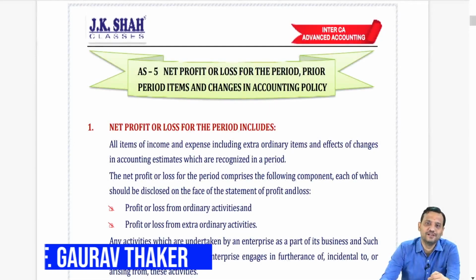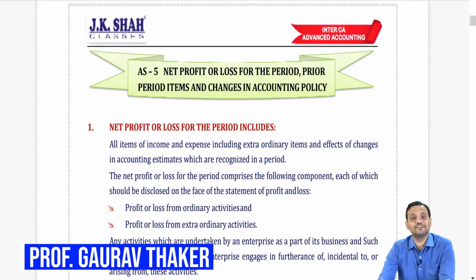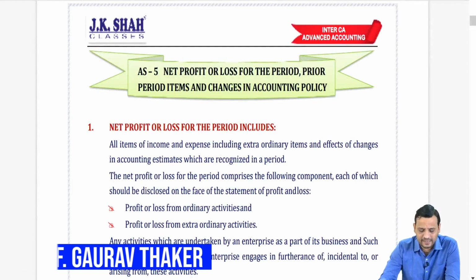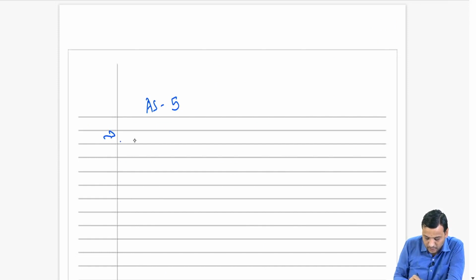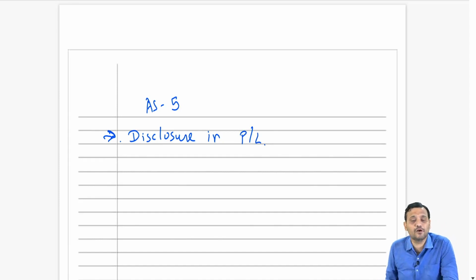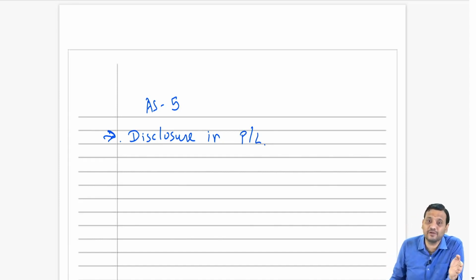Yeah, so dear students, let us start with revision of Accounting Standard 5. Really easy accounting standard, because I hope you remember this Accounting Standard 5 is with respect to disclosure in profit and loss. Of course, the name of the standard is not disclosure in P&L; it is net profit or loss for a period, prior period items, changes in accounting policies.